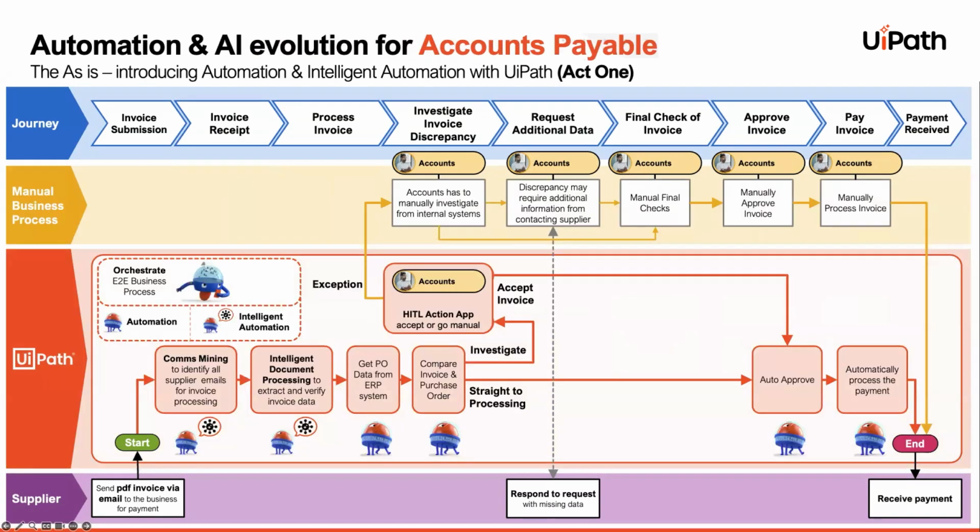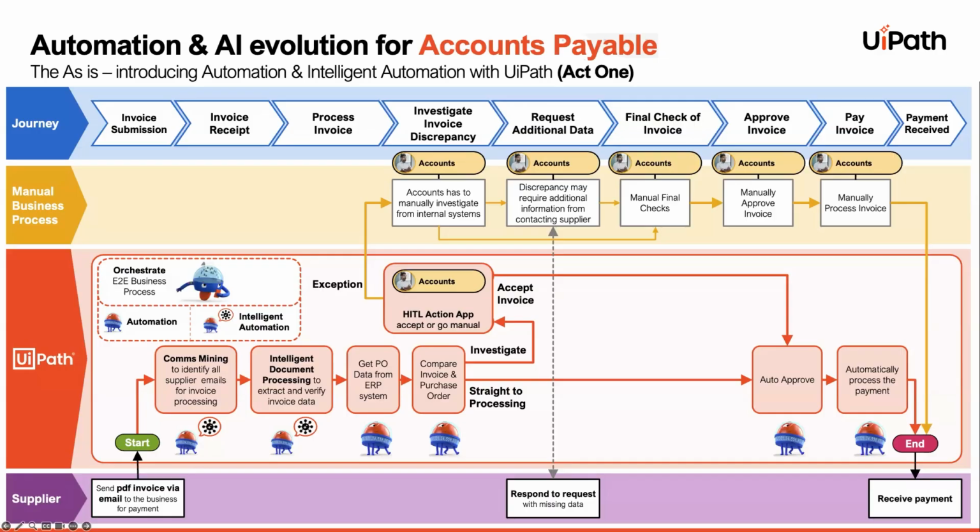Within Act 1, you're able to leverage intelligent automation to streamline this process. You have communications mining identifying the right supplier emails, document understanding extracting the relevant information from the invoice, and then robots finding the right PO in the system to compare and automatically approve if everything matches. If not, a human would be brought in the loop to understand the mismatches. If there's a simple error, they can correct it and continue the process. But about 10-20% of the time, it requires investigation, leading to an exception from the automation.